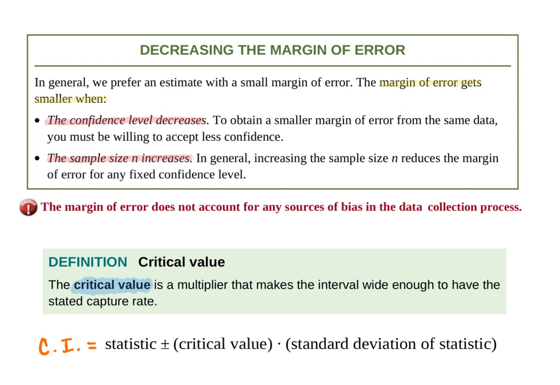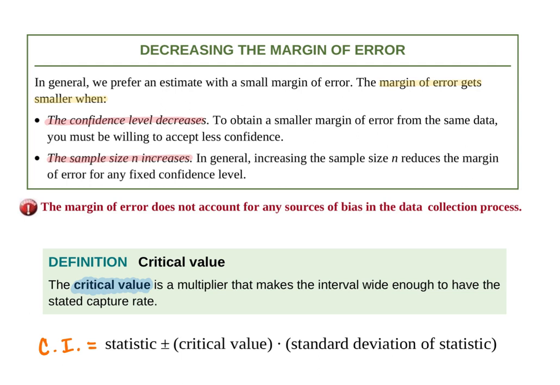And another little warning here is that the margin of error does not account for any sources of bias in the data collection process. So the margin of error is meant to account for only the variability that we expect from random sampling and not from things like undercoverage or non-response or any other types of bias that we know happens to exist.